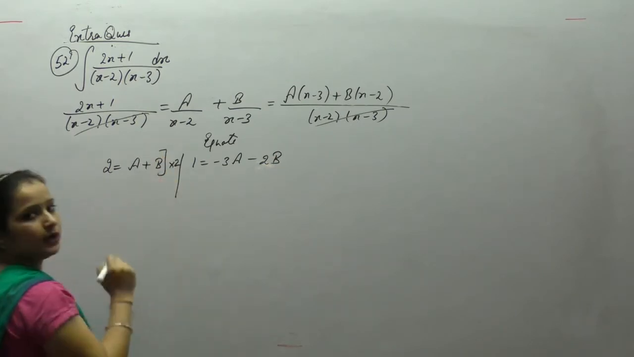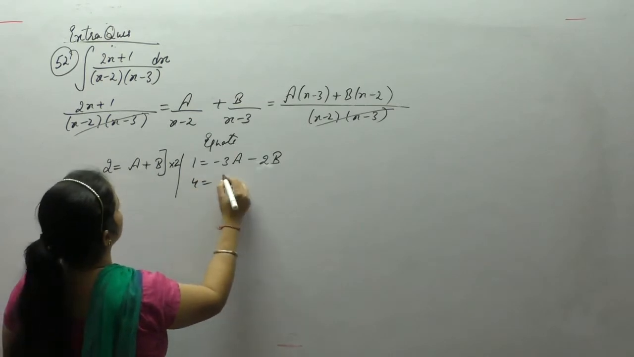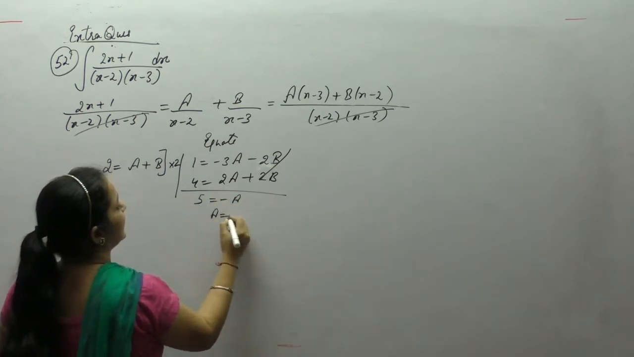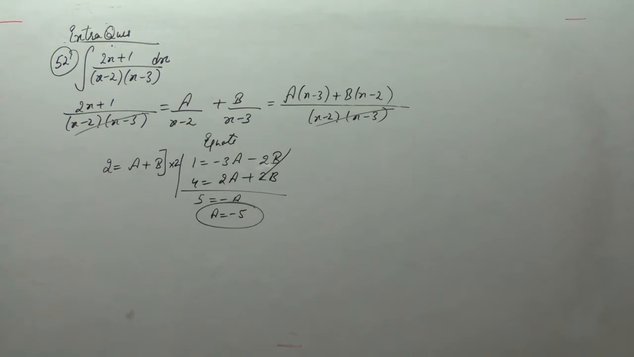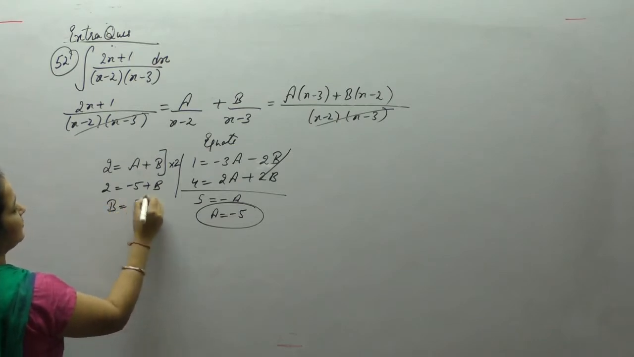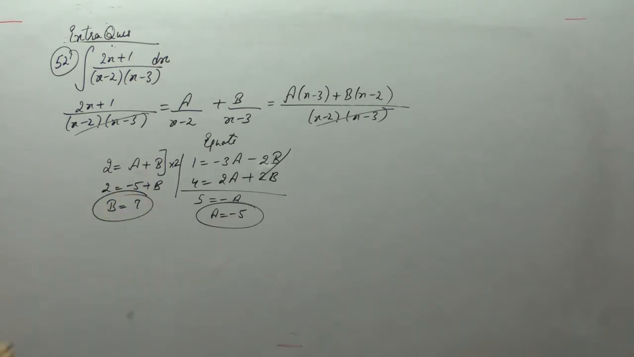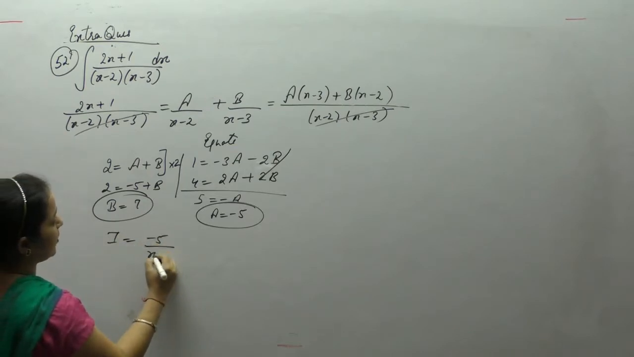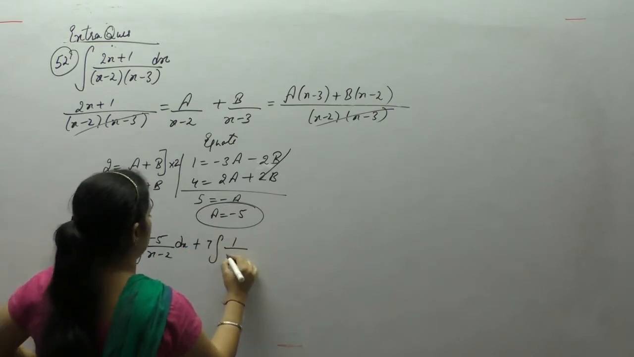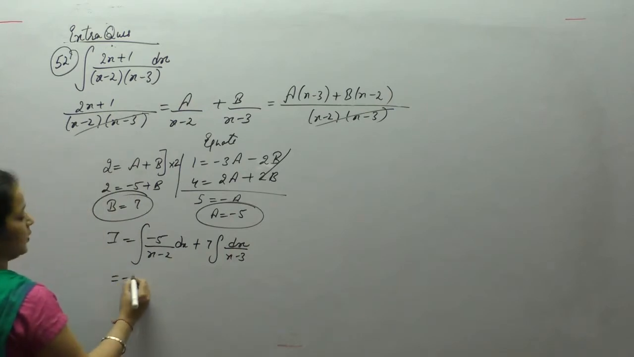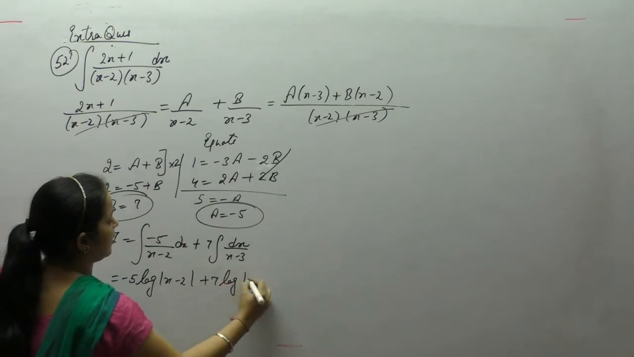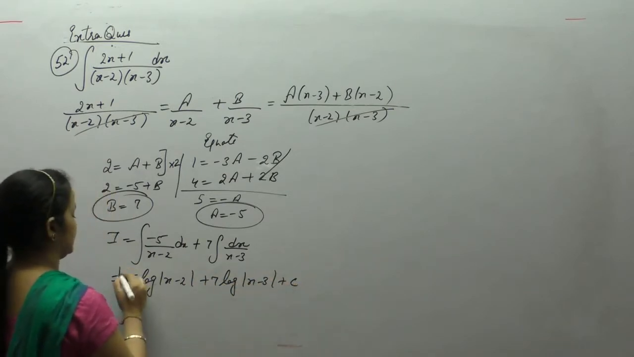Multiply this equation by 2, 4, 2a plus 2b. By using elimination, a is minus 5. Put the value of a in this step. 2 plus 5, b is 7. Minus 5 upon x minus 2 plus 7 upon x minus 3. Integral of 1 upon x is log of x, so minus 5 log of x minus 2 plus 7 log of x minus 3 plus c.